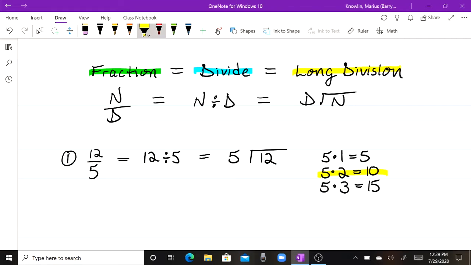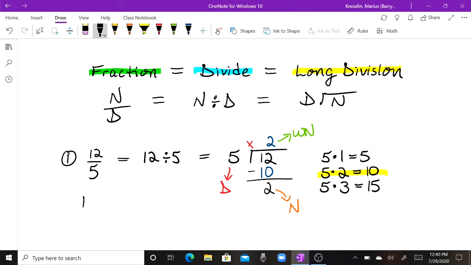5 times 2 is 10. So we can say 5 times 2 is 10. And when you write the 2, you put it above the 2 that's in the ones place, directly above it. So 5 times 2 is 10. 12 minus 10 is 2. And we know that 5 can't go into 2. So 2 is our whole number. This 2 right here is our numerator, and the 5 is going to remain as our denominator.